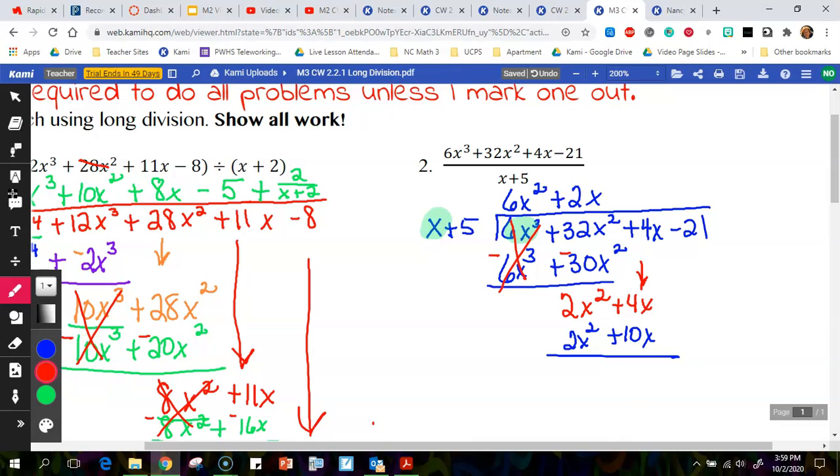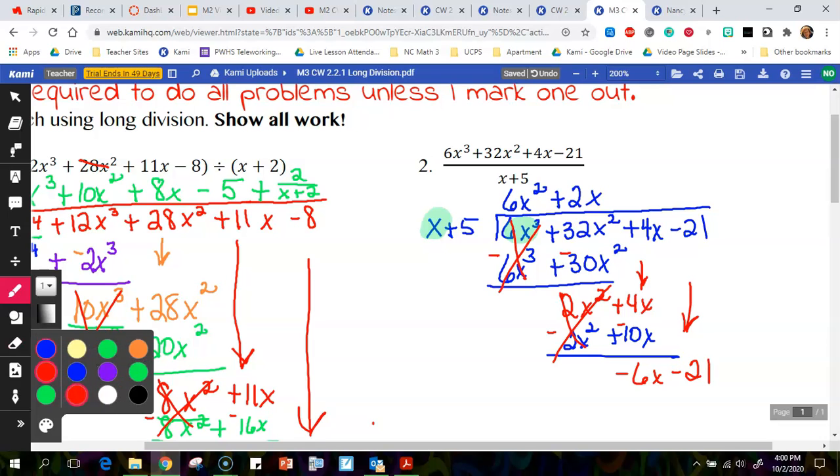Make it the opposite. You got to remember to do that part or you're going to get a wrong answer. 4 plus negative 10, negative 6x. Bring down minus 21. Negative 6x divided by x is minus 6. That's going to be negative 6x, and that's going to be negative 30.